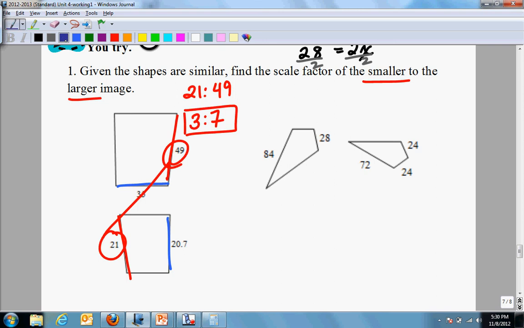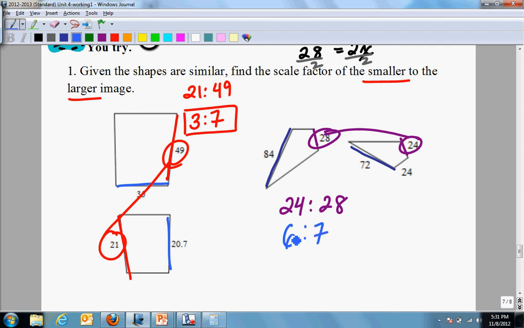Let's take a look at the scale factor here. We're going from longest to longest, or we can go here from short edge to short edge. I'm going to do that, small to long here. 28. 4 goes into both. 4 goes in there 6 times. 4 goes in there 7 times. So that is a 6 to 7 ratio scale factor.